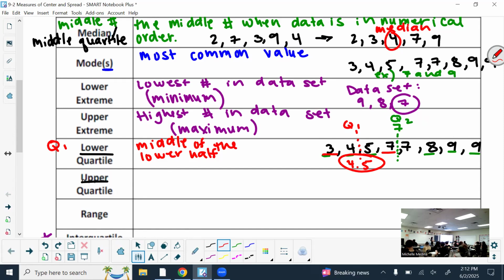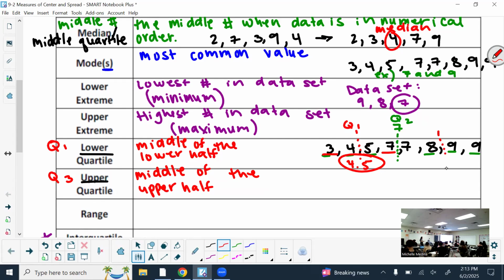All right, now the upper quartile will be called Q3 because Q2 would be my median. That's going to be the middle of the upper half. So now look at your upper half of your data. Find the middle of that set of data. What's going to be my upper quartile? What's the middle of my upper half of data? Someone on this side of the room. Okay, so it can only be one number. What's in the middle of 8 and 9?